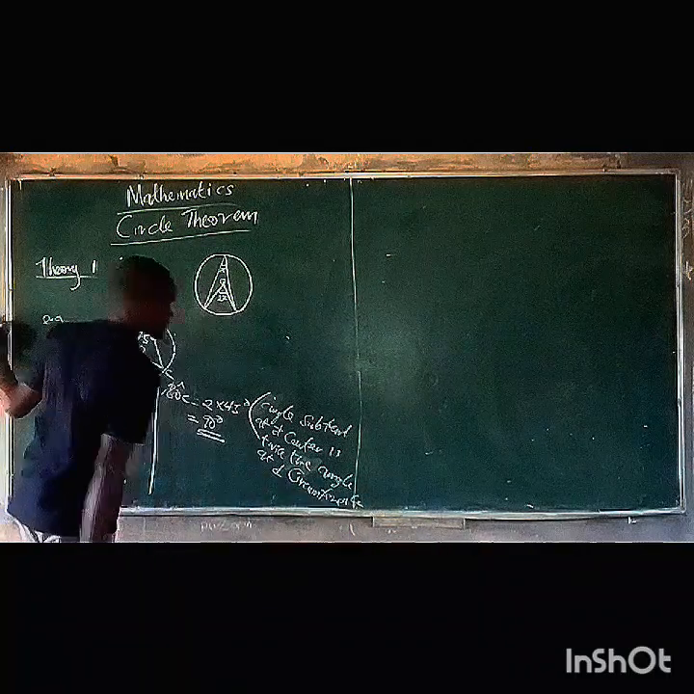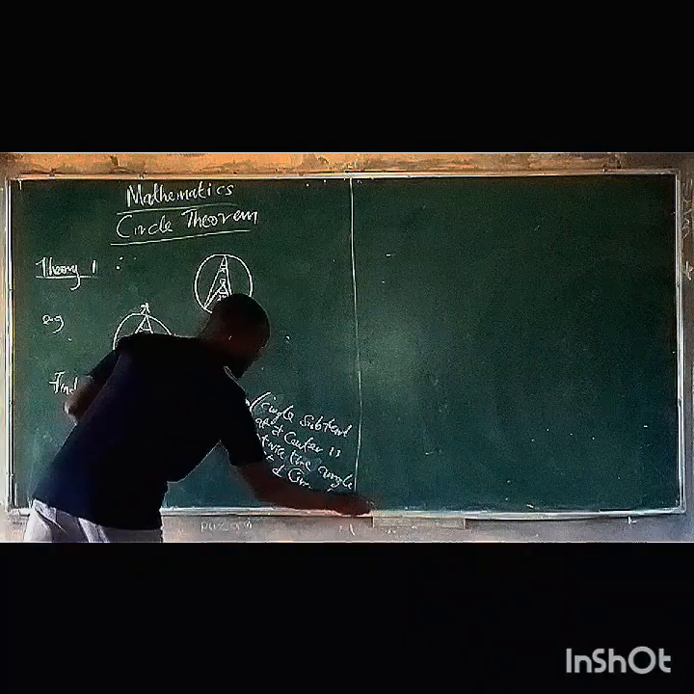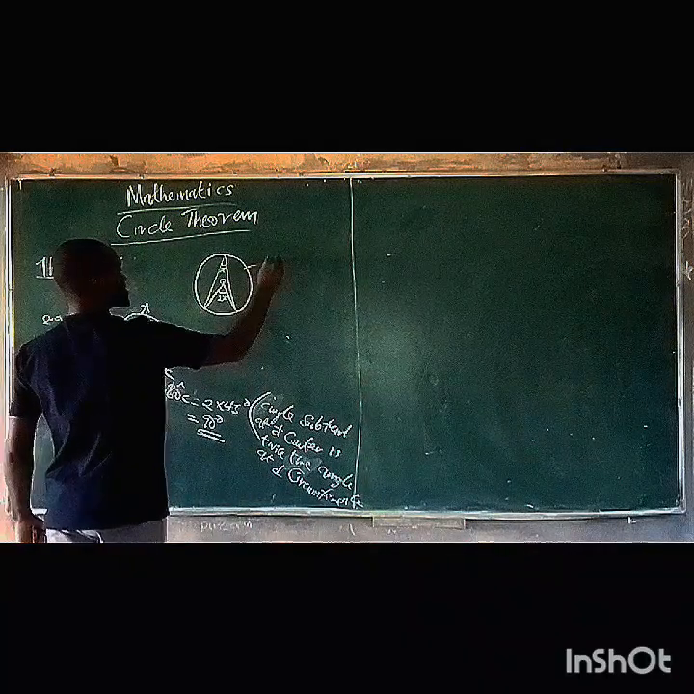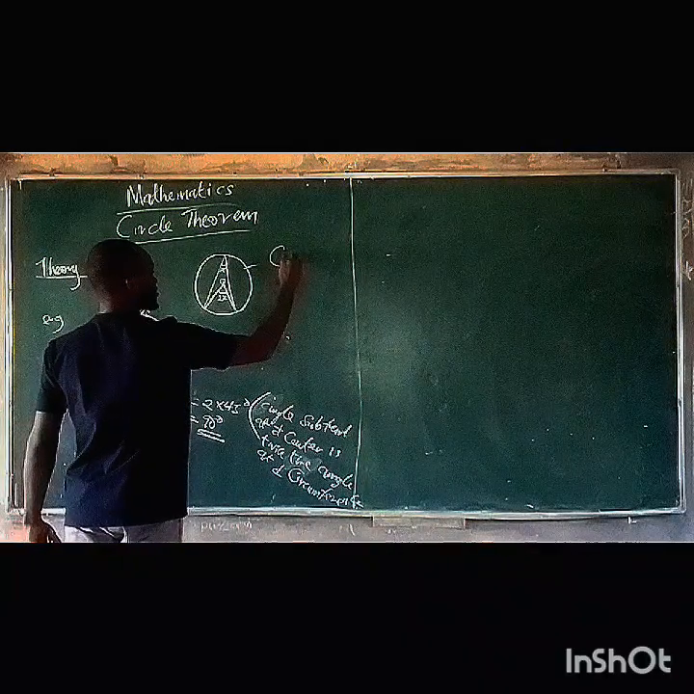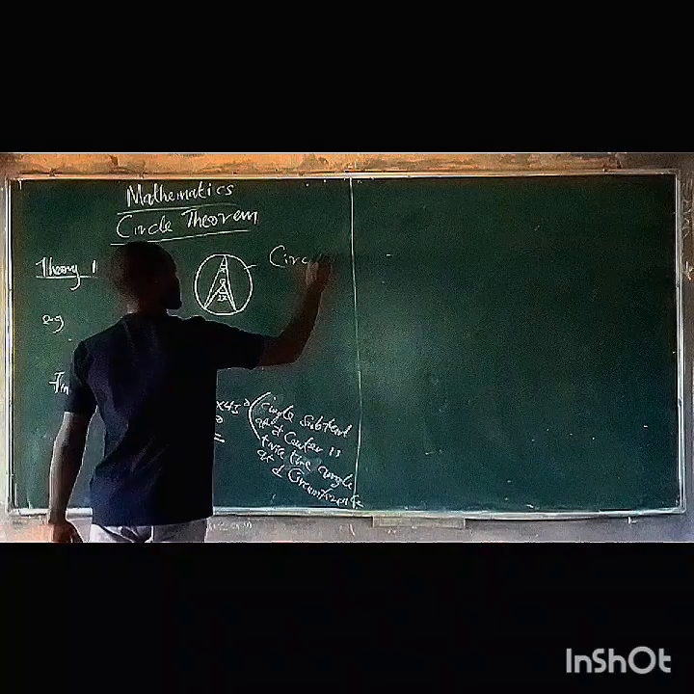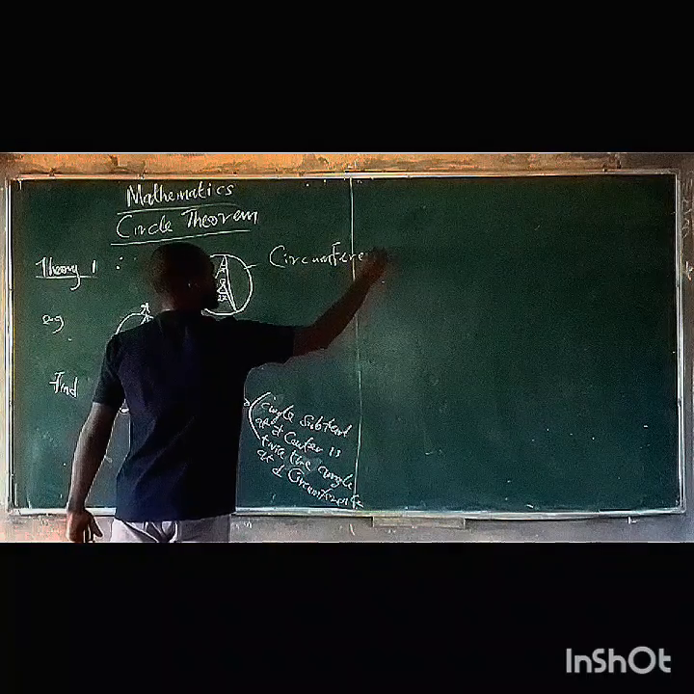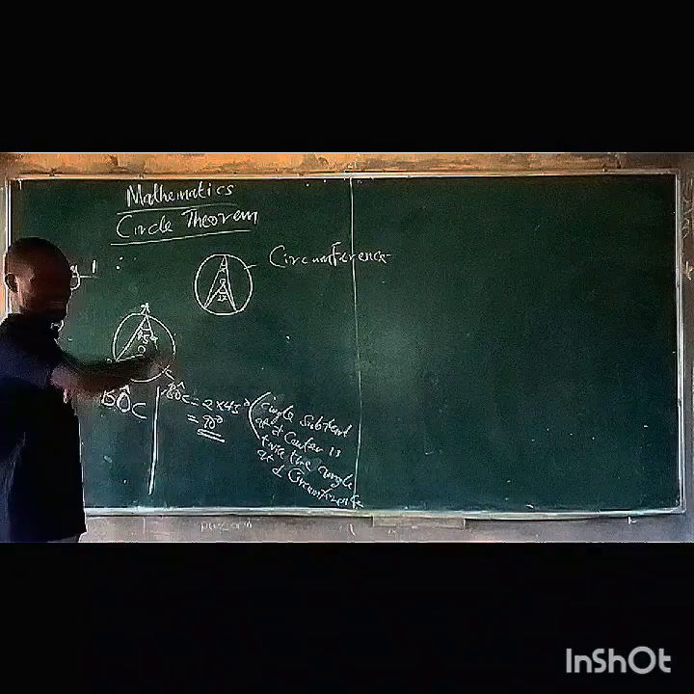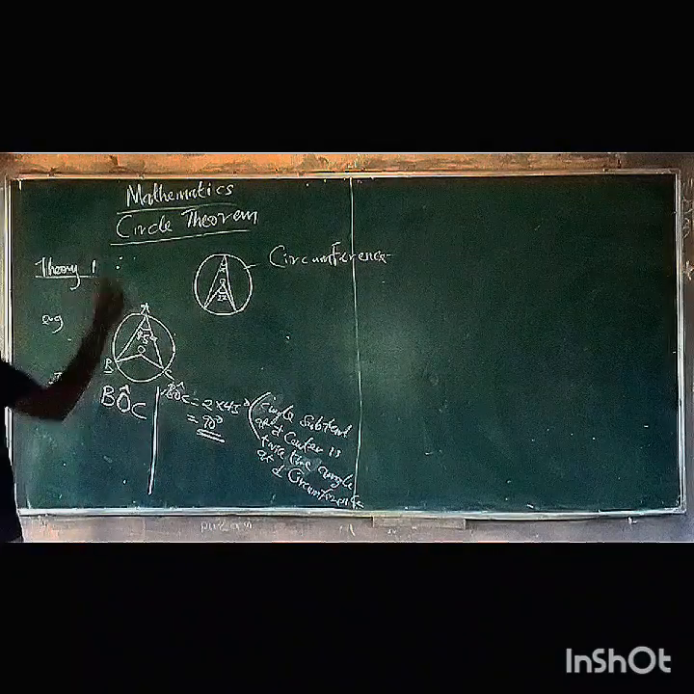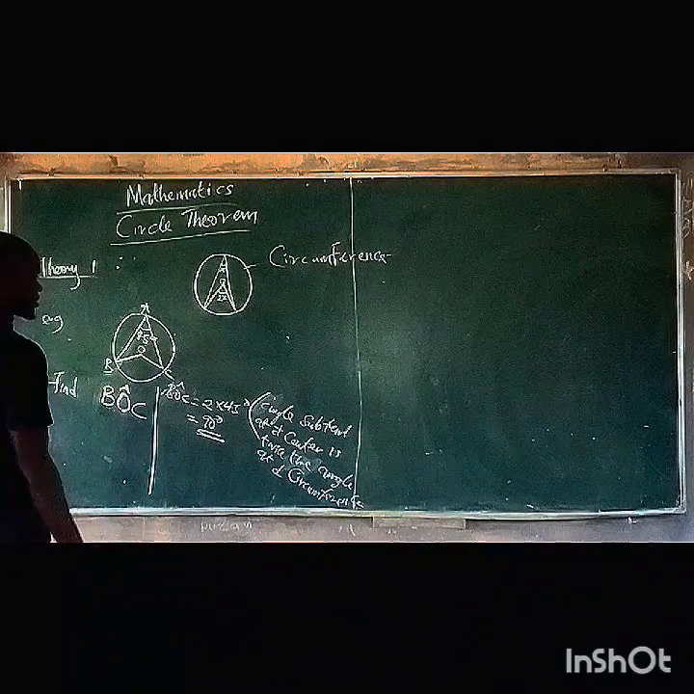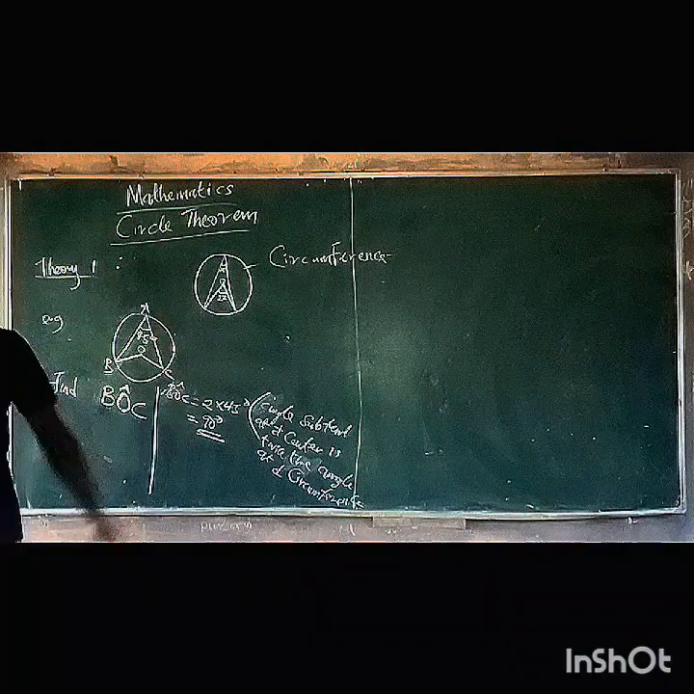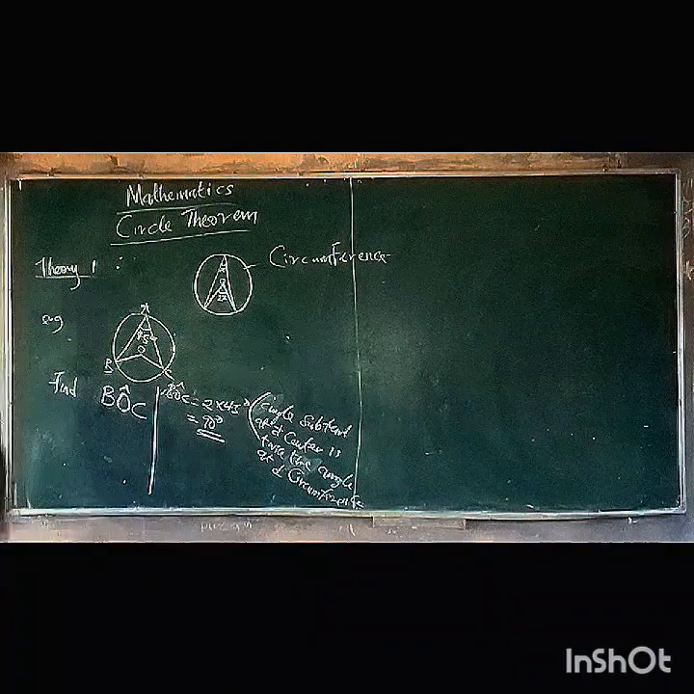For those of you, you don't need me to tell you what a circumference is. A circumference is simply the perimeter of the circle, or let's just say the length moving round the circle. That's the circumference. The wall of the circle is the circumference.